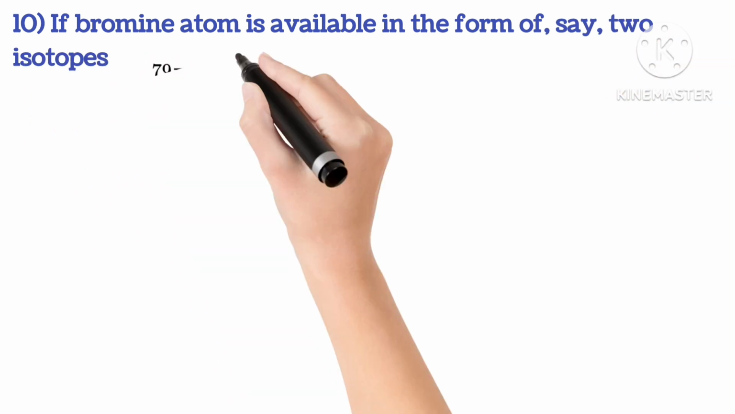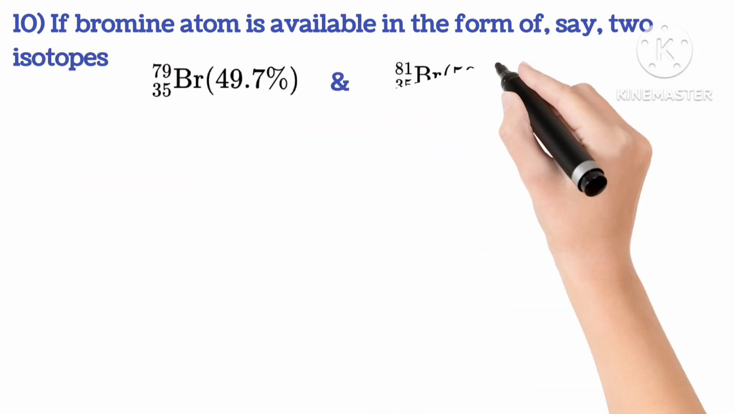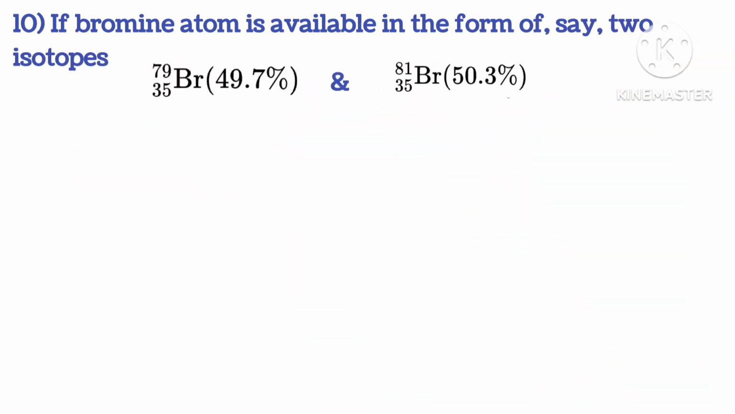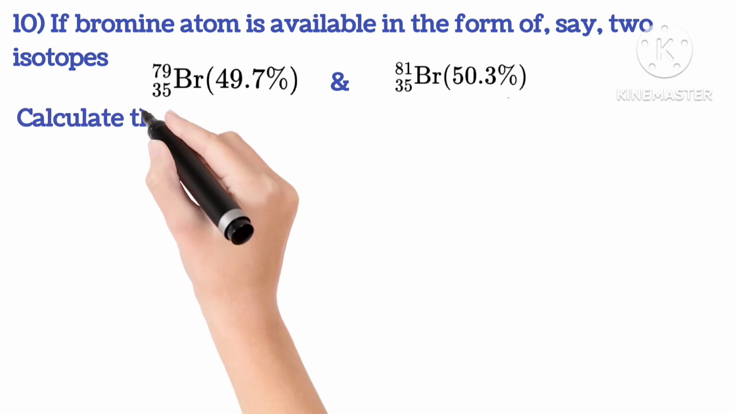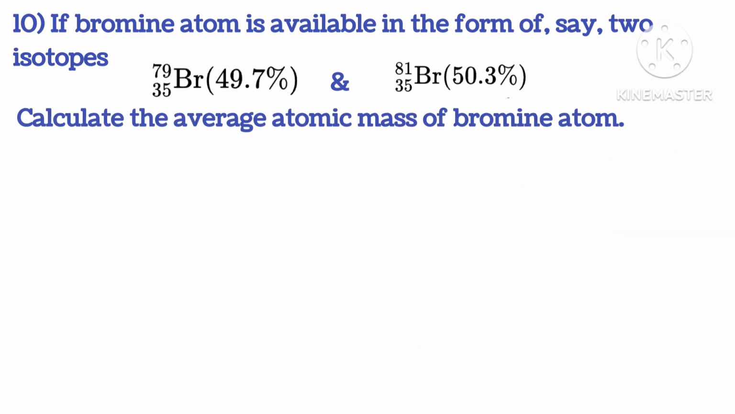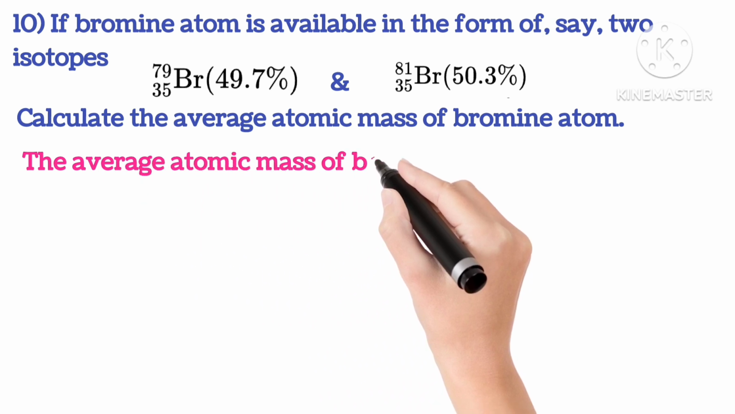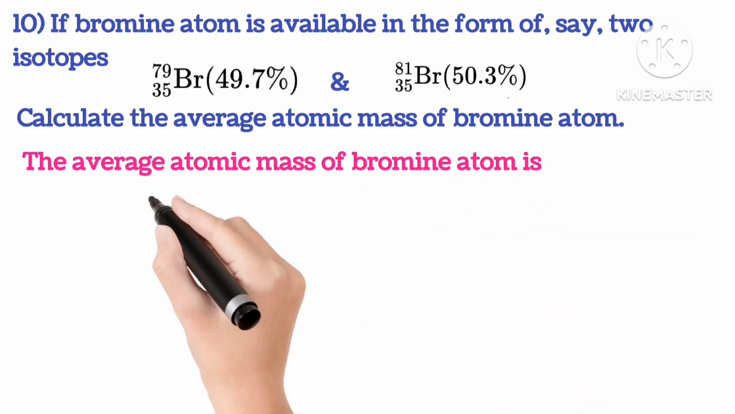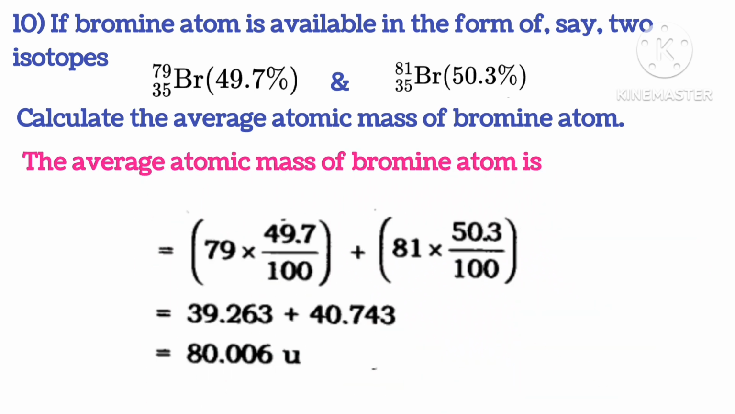If a bromine atom is available in the form of 2 isotopes as shown here, then calculate the average atomic mass of the bromine atom. So the average atomic mass of the bromine atom is 79 multiplied by 49.7% plus 81 multiplied by 50.3%. So solving this we get 80.006 u.